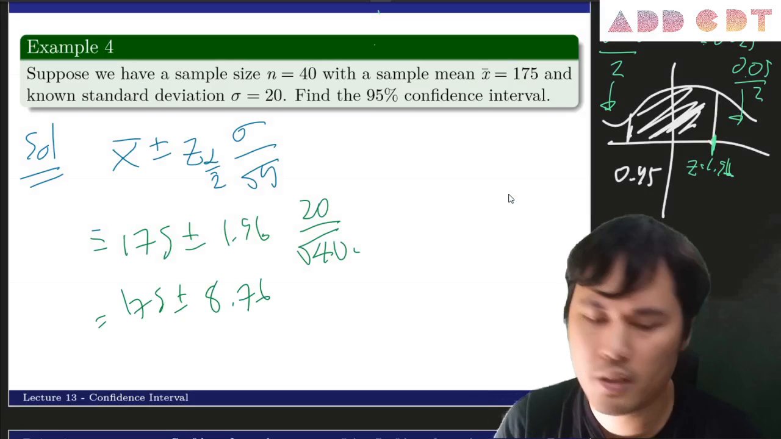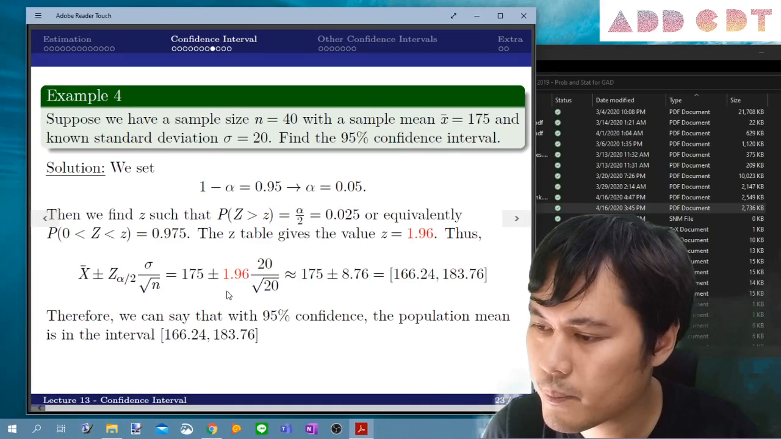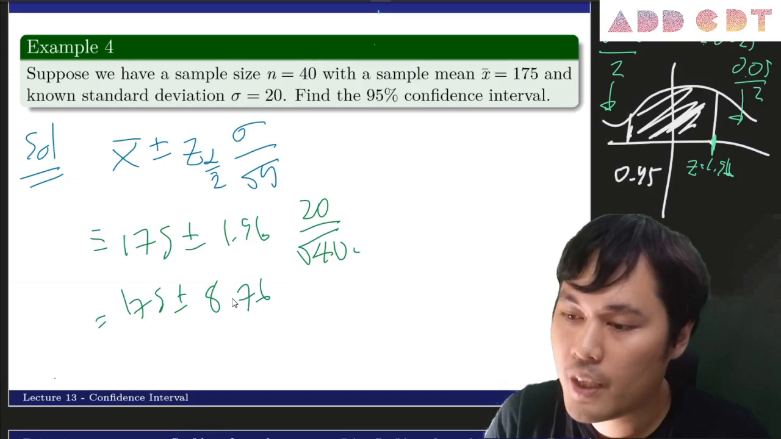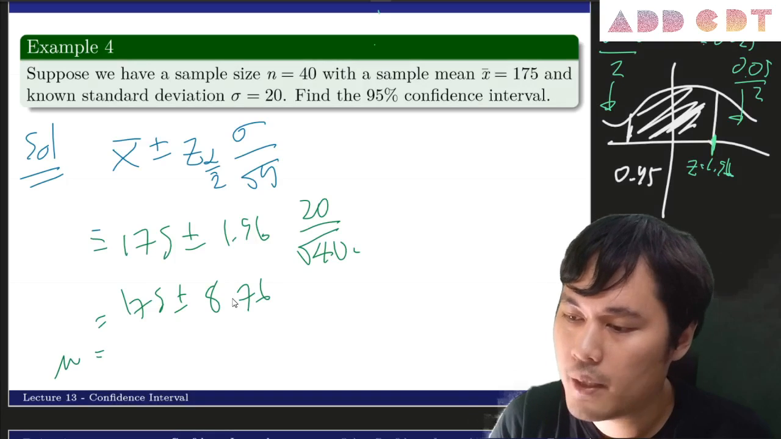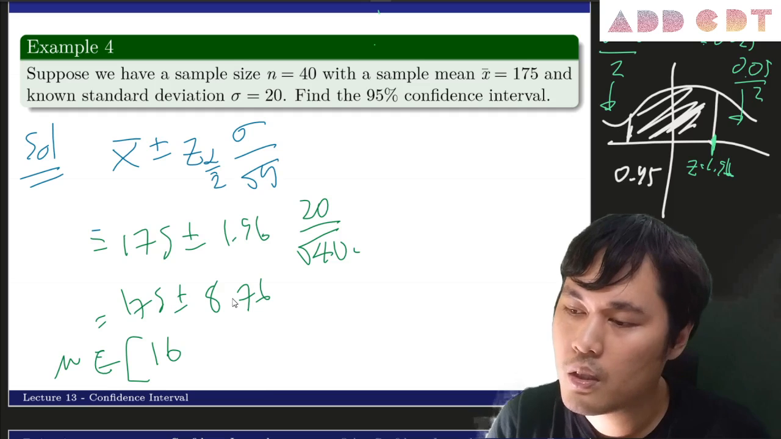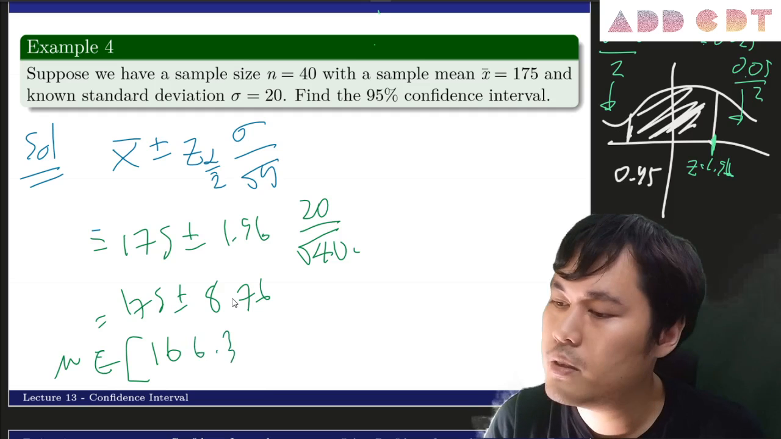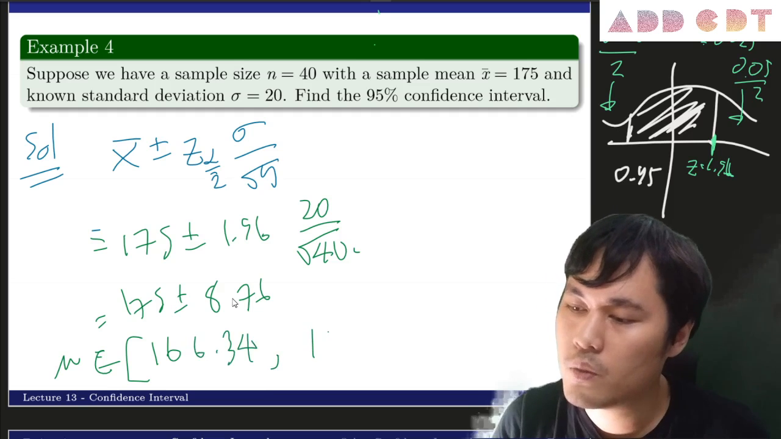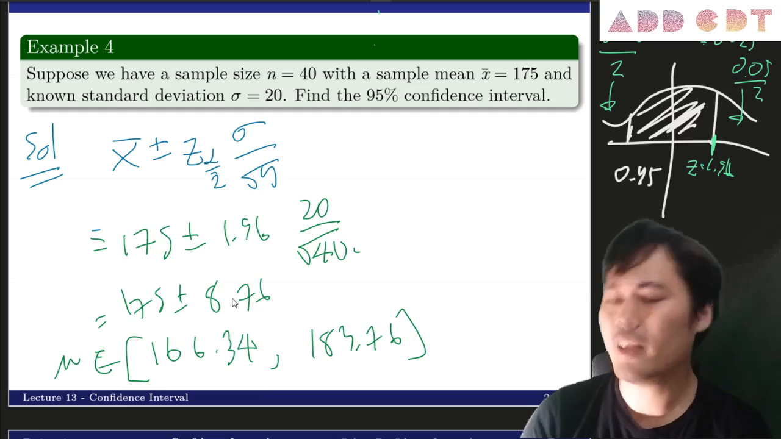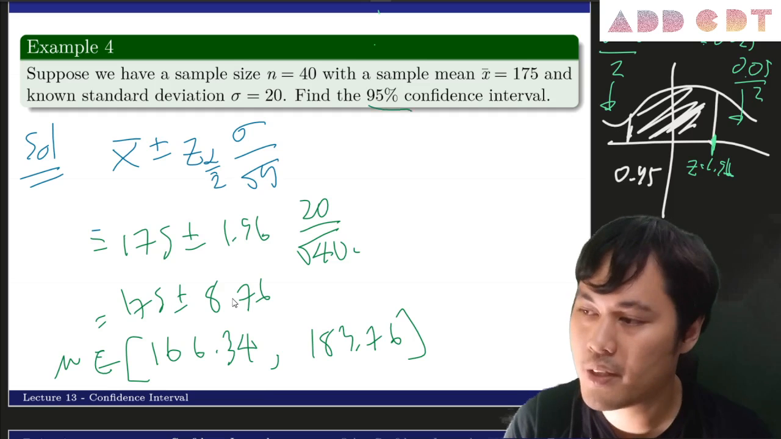What did I say? Did I say x.76? Yeah. So again we get a nice interval, which is 6.34 and 183.76. Now we get the 95% confidence interval.